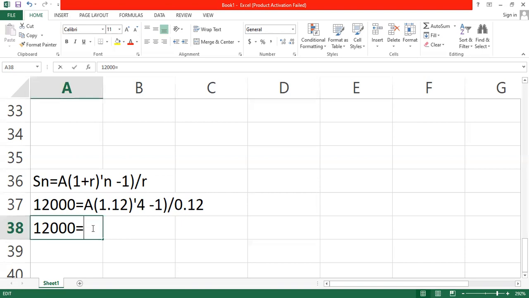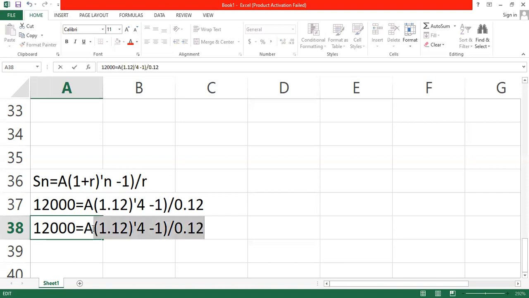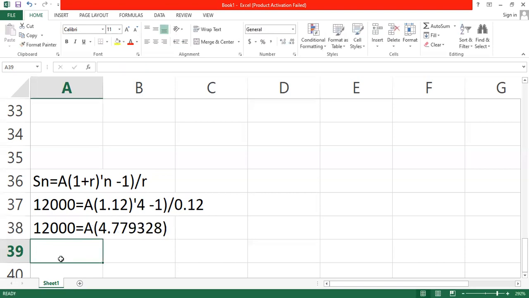4.779 something, isn't it? So you multiply that by the A, because we don't know the A. If you know the A, we multiply that particular one by the A and get the future value, isn't it? So we don't know the A. We see this is multiplied by 4.779. You approximate the final answer, not this one. Okay, so what do we do now? We divide both sides by the 4.779 something, isn't it? So divide the 12,000 by the 4.779, give me the answer.